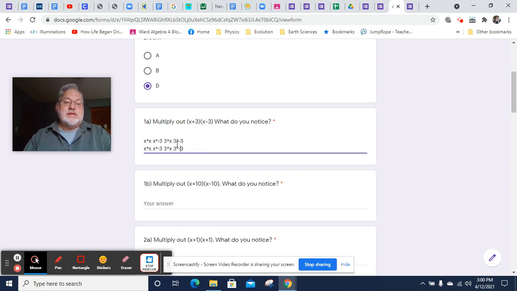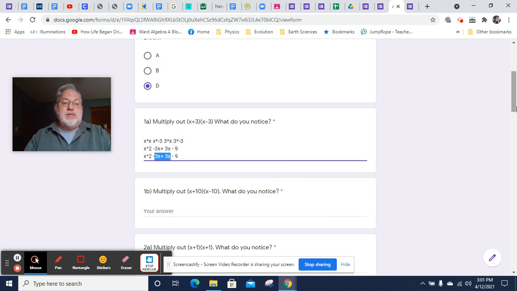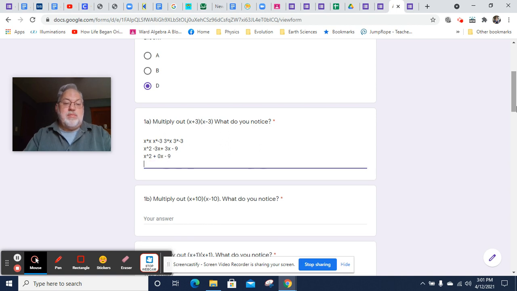Okay, I'm going to organize that information. So we know that's an x squared. X times negative 3 is going to be minus 3x. 3 times x is going to be plus 3x. And then 3 times negative 3 will be minus 9. Now, we can organize this a little more. Take it one more step, and we end up with negative 3x and 3x, which is just going to be plus 0x. And we don't need the plus 0x. We're really just going to end up with x squared minus 9.